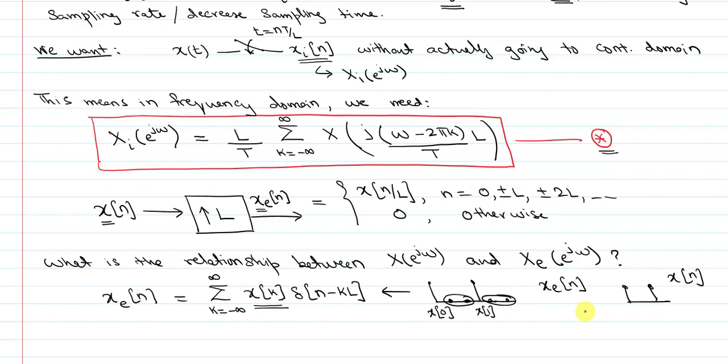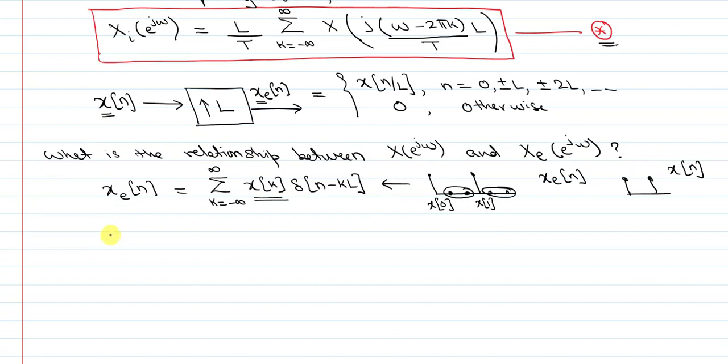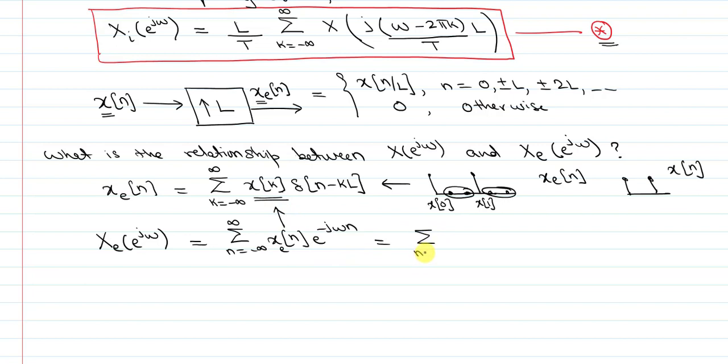Now, why do we want this expression? Because it helps us compute the DTFT of the expanded sequence much more easily. So remember the DTFT formula, it's the sum over n from minus infinity to infinity of x_e[n] e^{-jωn}. Now I'm going to simply plug this version of x_e[n] into this formula, so I get a double summation, n from minus infinity to infinity, and then k from minus infinity to infinity, x[k] delta[n minus kL].